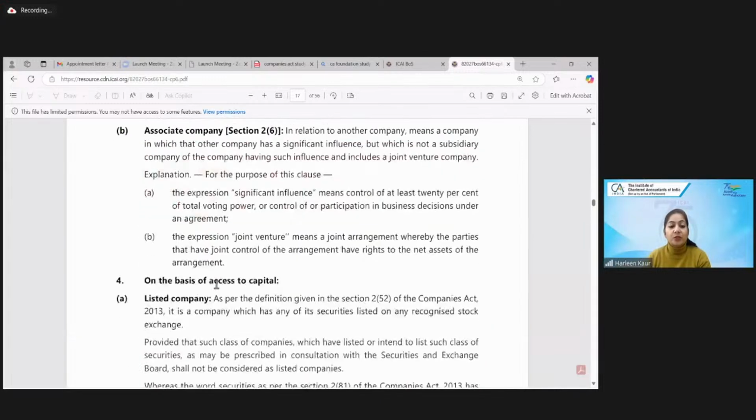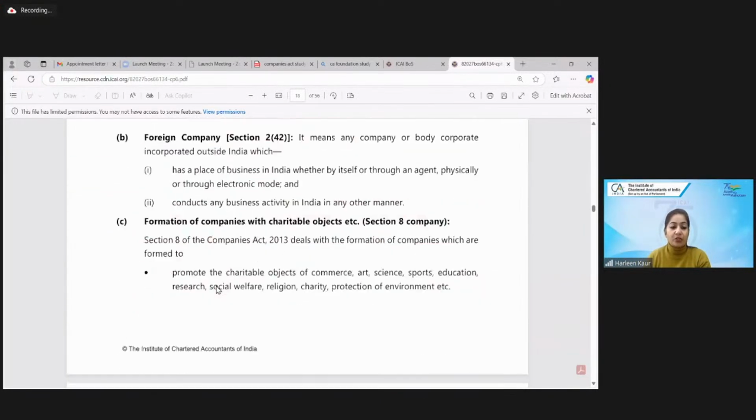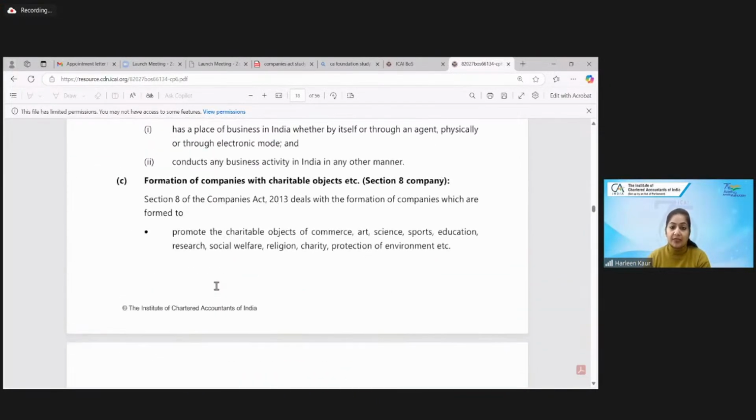Okay, now let's proceed to the last topic of today's discussion, that is Section 8 companies. So what is Section? Yes, Gauri, you want to ask something. Speak, beta. Difference between private company and government company.